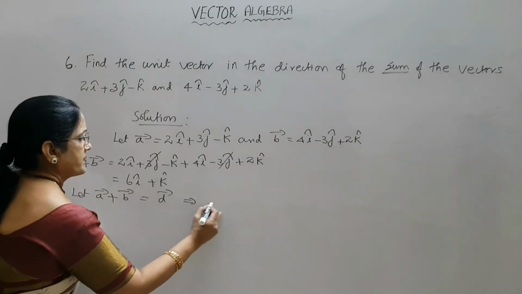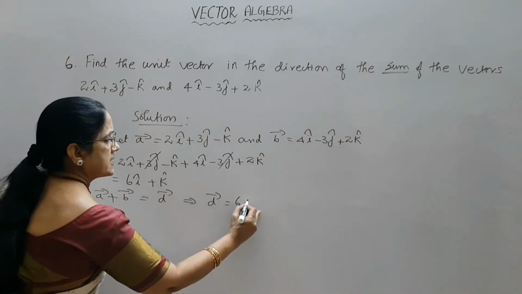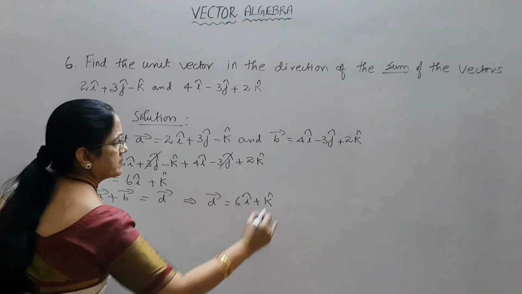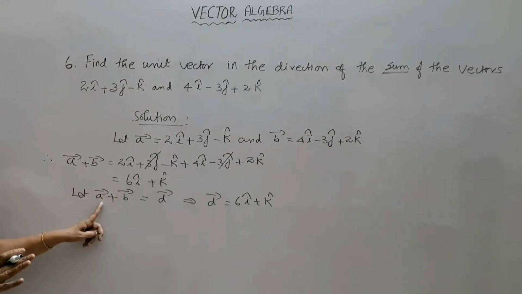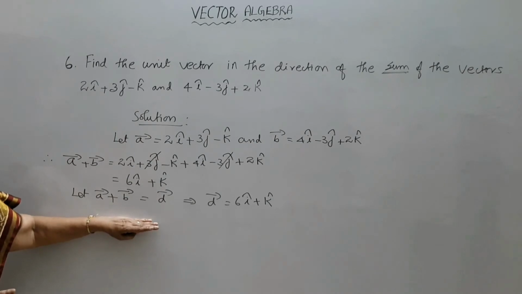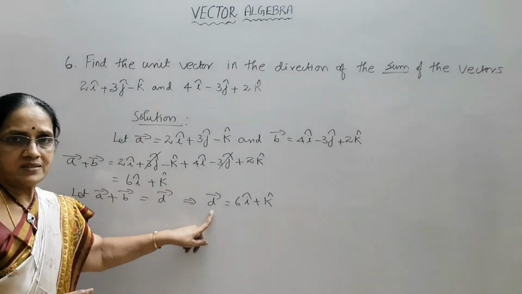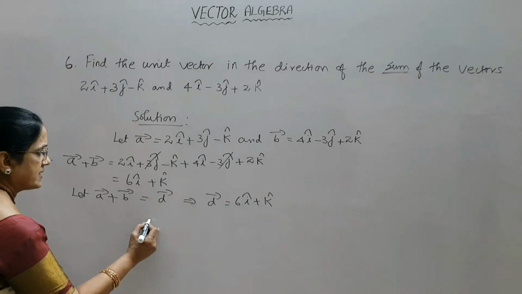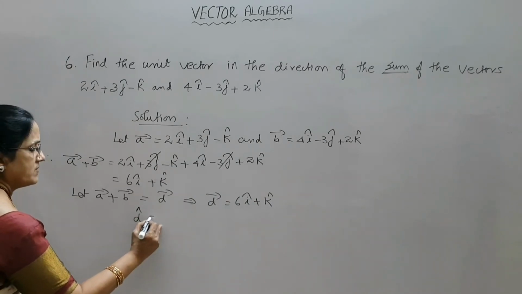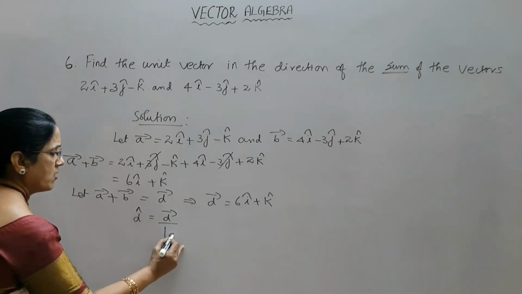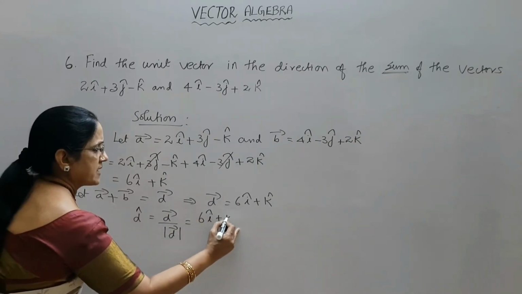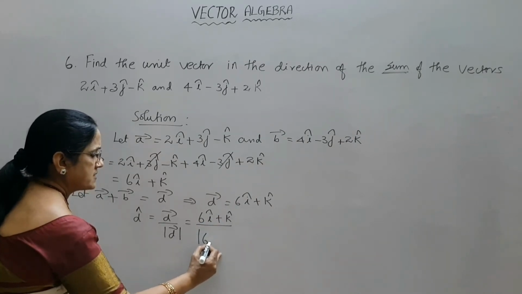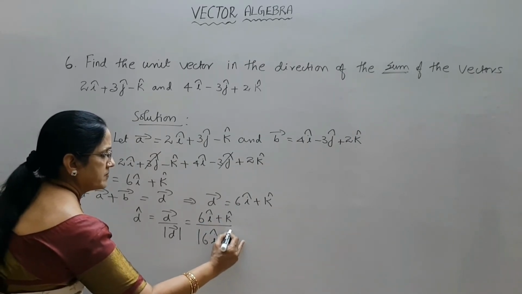This implies D vector is equal to 6i cap plus k cap. We need to find out the unit vector in the direction of A vector plus B vector, or in other words, the unit vector in the direction of D vector. So, unit vector is nothing but D cap, which is D vector by mod D vector. This is 6i cap plus k cap by modulus 6i cap plus k cap.